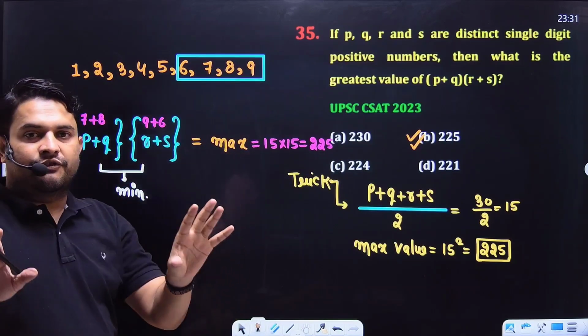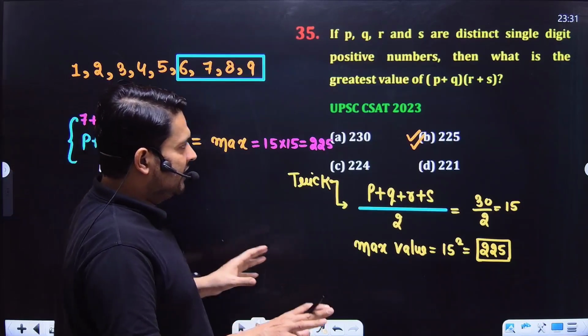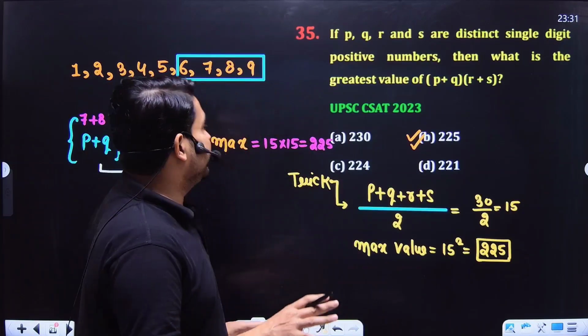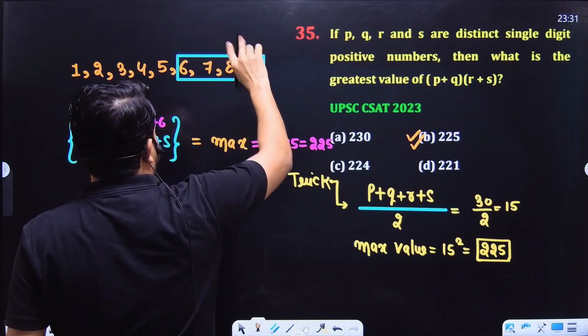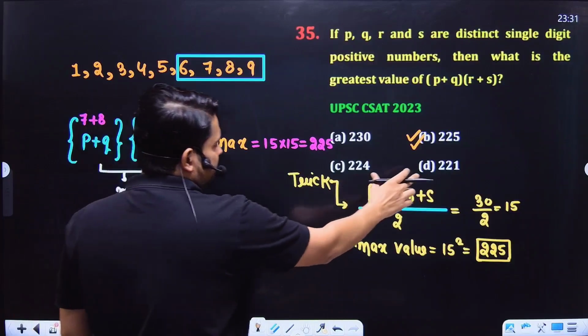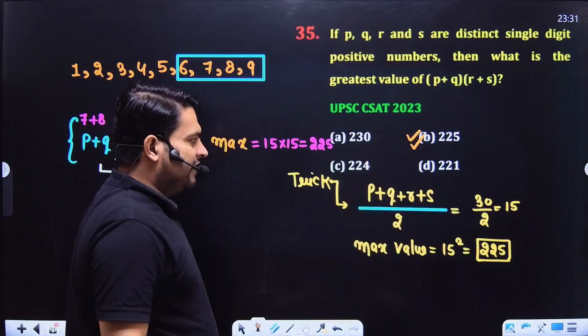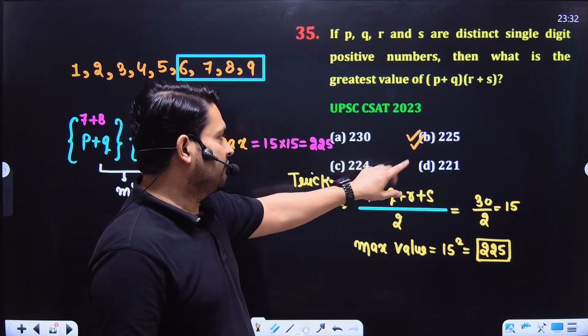You have to take four numbers. If you have to tell the greatest value of P plus Q into R plus S, then you will take the greatest values from this set. There are four numbers: 6, 7, 8 and 9. So the trick is, you will add these numbers and divide them by 2. You will get 15. You will do the 15 square. It is 225. This one is the answer of this question.